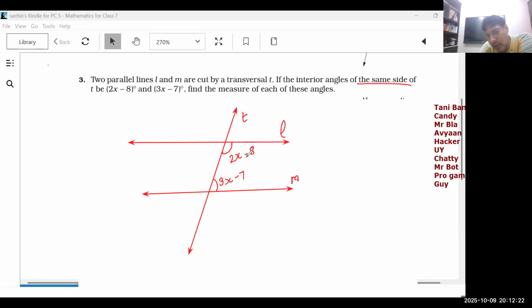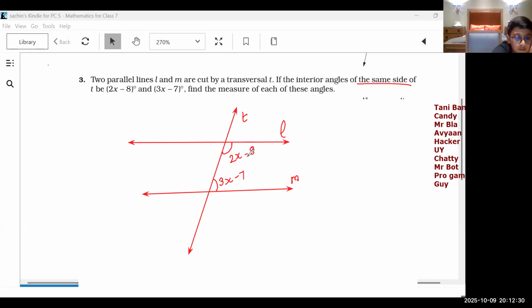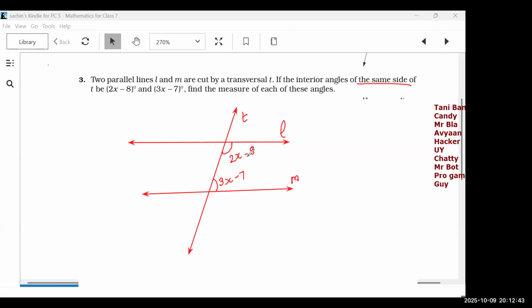I have made this question pretty easy for you. Like what's measured? So the exact measure, like 65 degrees, 80 degrees. Yes, the exact measure you have to find.